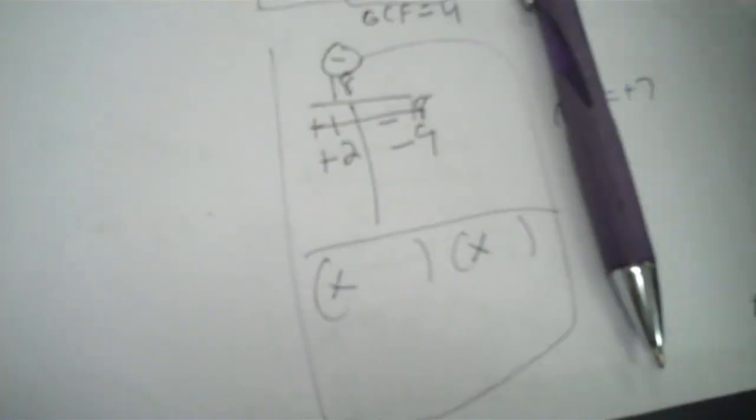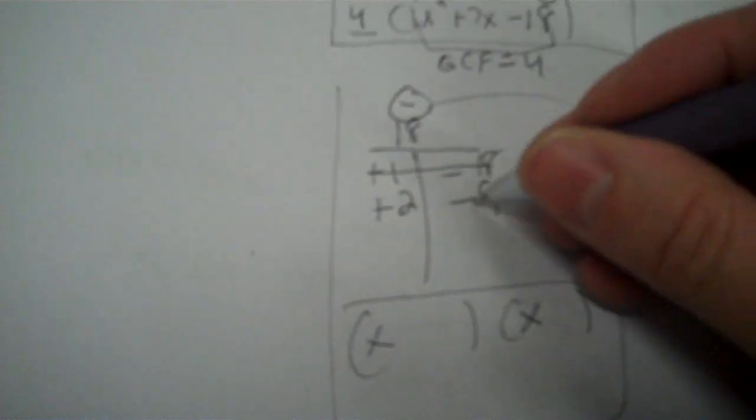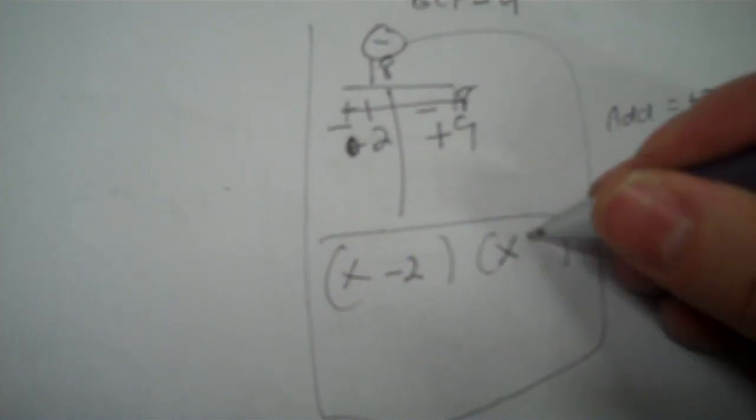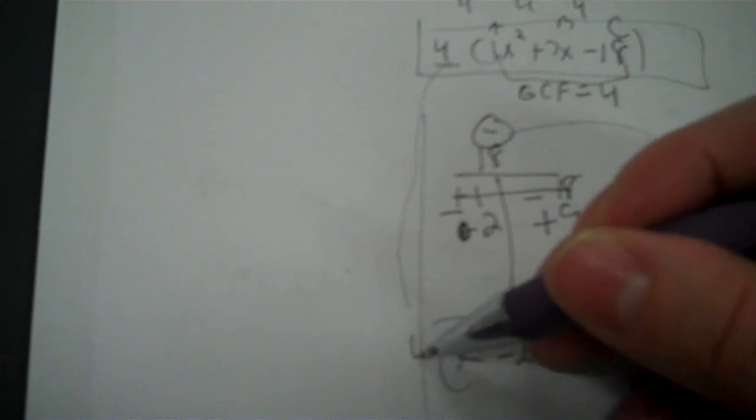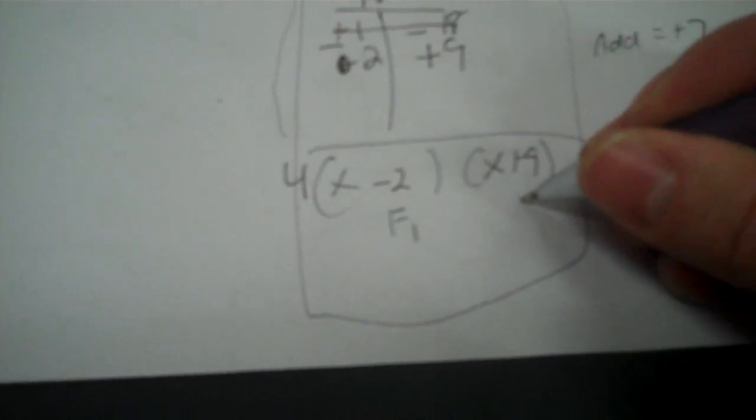1 and 18, that isn't it. 2 and 9, add 2 to negative 9. Well, that's negative 7. We've got to get positive 7, which I can do if I make the 9 plus and the 2 negative. So minus 2 plus 9. Now, that's it. You put equals 0, but remember to drop your 4 down. Now you factored it. Now you use your factors to solve it.